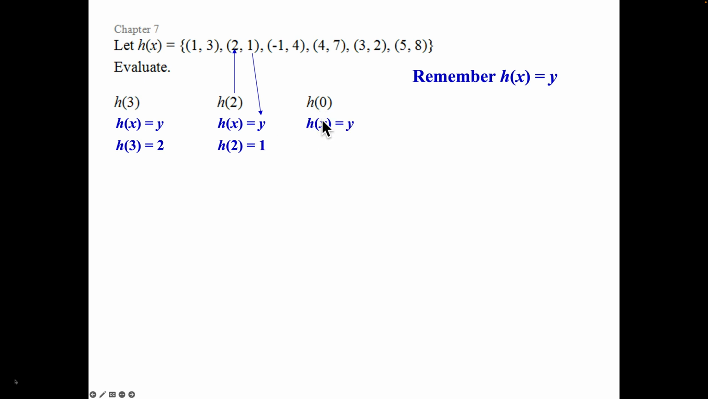H of 0, let's go find a 0. Wait a minute, there's no 0 here. All right, so therefore, since 0 is not in the domain of our x's, it's not in our function, then there cannot be a y. So this is called an undefined value. There's no 0 in the domain. It doesn't correspond to any y, so we call this undefined.